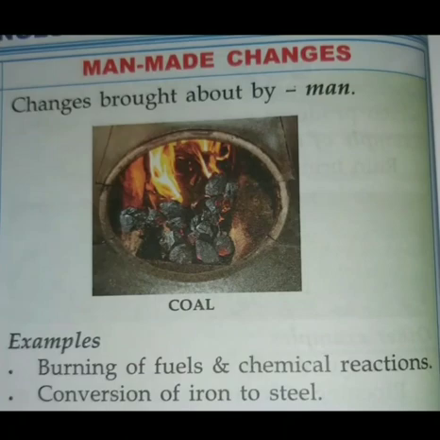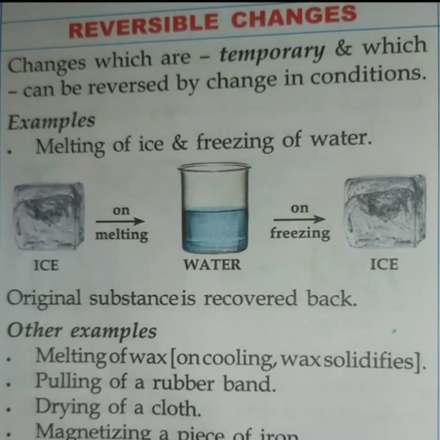Next we discuss what are reversible changes. Reversible changes means the changes which occur temporarily and which can be reversed by a change in condition are known as reversible changes. For example, you can say that ice to water. Okay, ice is in solid state. When it gets the temperature, okay, it will be converted into what? Water. That means it converted solid to liquid.